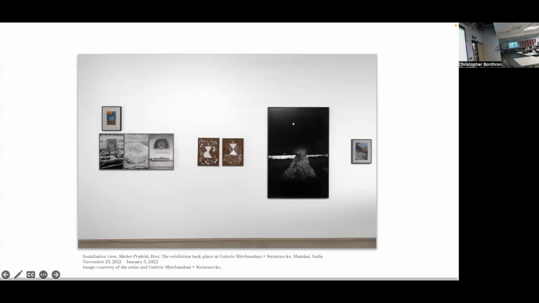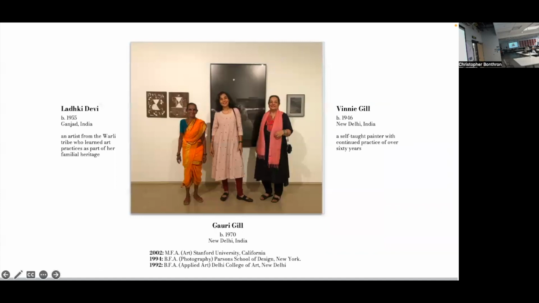In the exhibition Sheher Prakriti Devi, which translates to City, Nature, Goddess, that took place at Gallery Mirchandani + Steinruecke, I saw my past notion of art, a notion that still persists in the vastly ignored non-urban India, alongside the contemporary art that is widely accepted and appreciated globally. Here, Gauri Gill, an artist formally trained in art and photography, Vinny Gill, a self-taught painter with a continued practice of over 60 years, both living and working in the Indian capital city of New Delhi, and Ladki Devi, a Warli artist who learned art practices as part of a familial heritage, living and practicing in the village of Ganjad, exhibited aspects of world making in their distinct approaches.